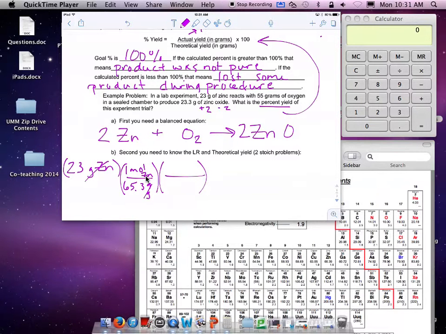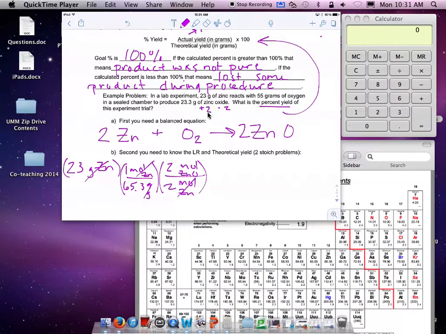So the switchover step says I want to get rid of moles of zinc and switch over to moles of zinc oxide because that's what the problem is asking for. So I know that moles of zinc will be on the bottom, so it cancels. I know that moles of zinc oxide will go on the top because I'm switching to that. The ratio comes from the balanced equation, the coefficients. It's a 2 and a 2. I still have to do that step though because I had to switch chemicals. Now I'm at moles of zinc oxide.